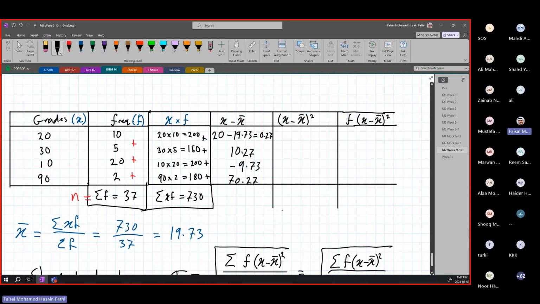So this was the first thing. Now we are going to square the numbers that we got here. So it's going to be 0.27 squared. All right. And we're going to do the same for the rest.